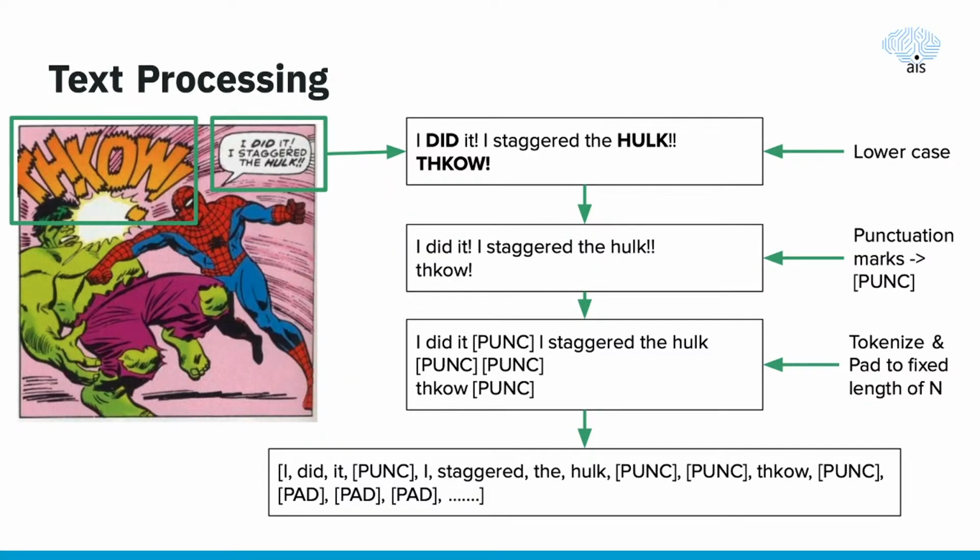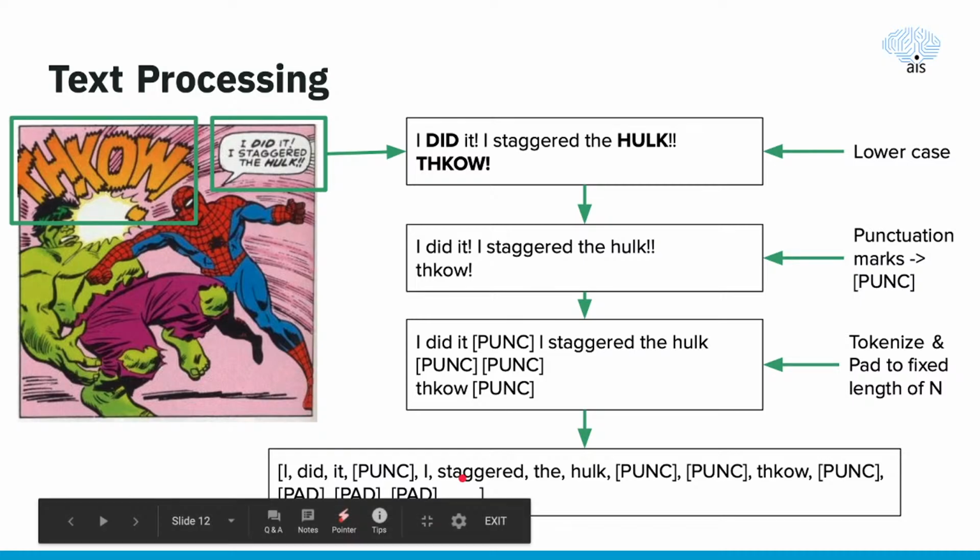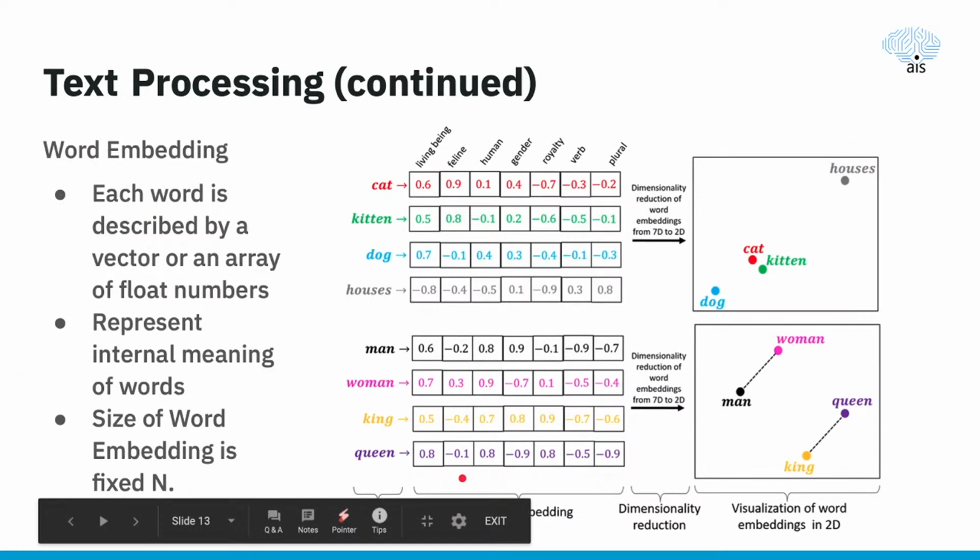Another thing is that computers don't understand text, they only understand numbers, so we need to convert from text to numbers. One of the methods I introduced here is word embeddings.